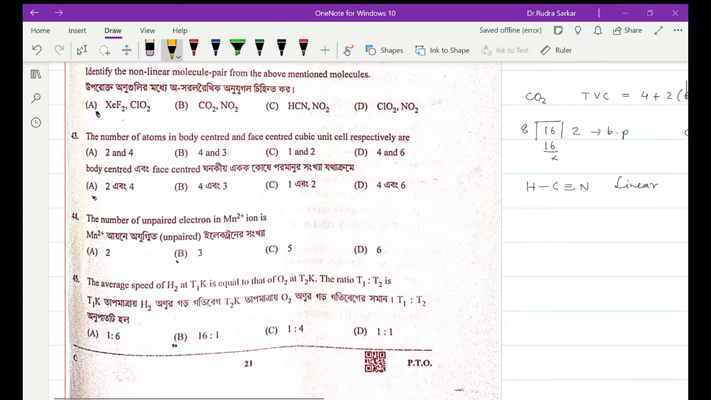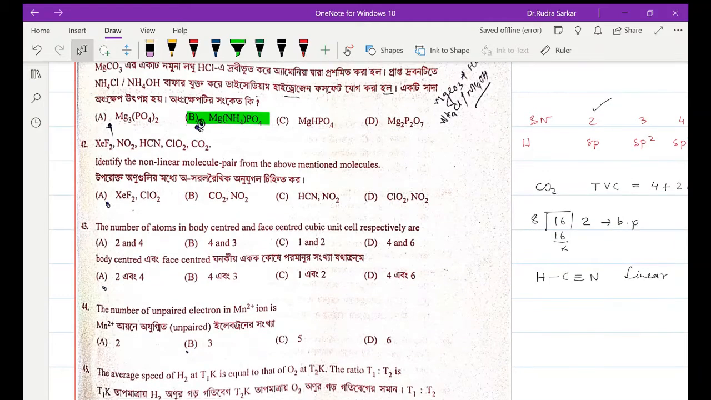Now, what we can do? This one is linear, this is linear, this is also linear. What does the question say? Identify the non-linear molecule pair. So which ones are left? NO2 and ClO2. Okay, so these are my answer.